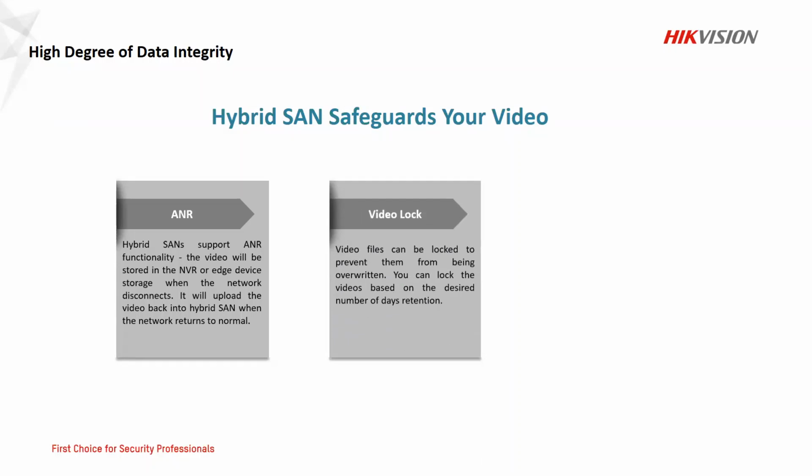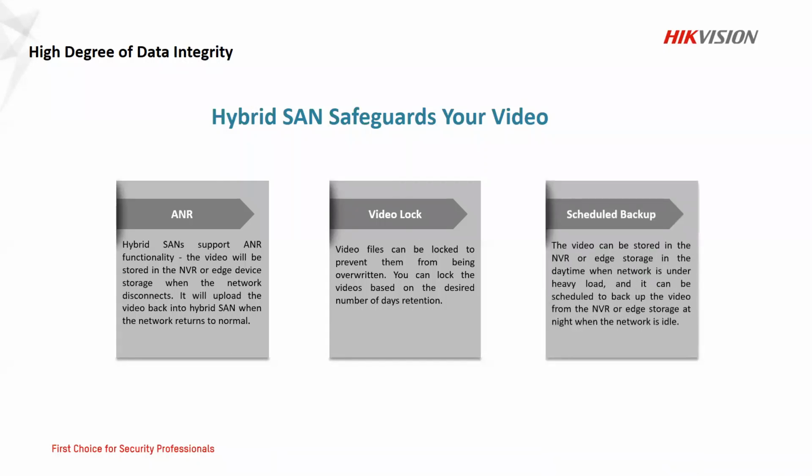Like with an NVR, if the storage is completely filled up, the system will eventually start overwriting the oldest recordings. If you have important video evidence that you need to keep, you can lock these files to make sure they're kept. And lastly, you can set a scheduled backup from the NVR to the hybrid SAN. For example, you might not want the NVR to be transferring video files to the SAN during the day when the network is busy and you could cause issues for other users. So instead, you can set up a schedule so the backup happens at night, for example, when the network could be under far less strain.